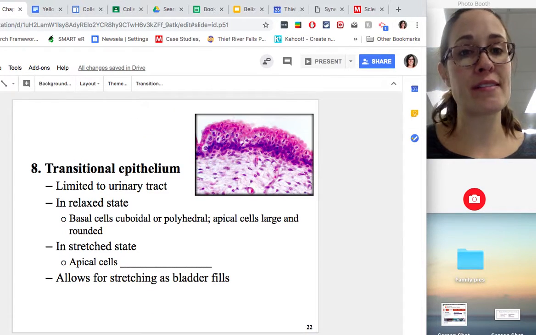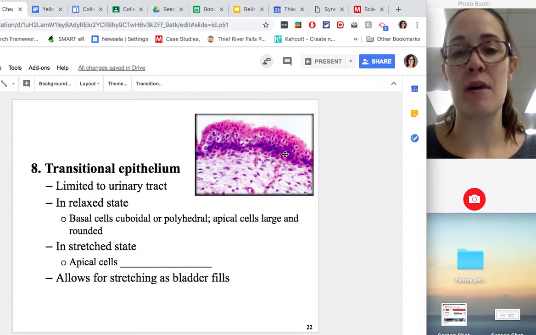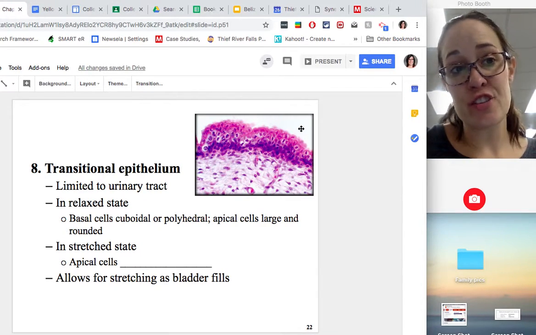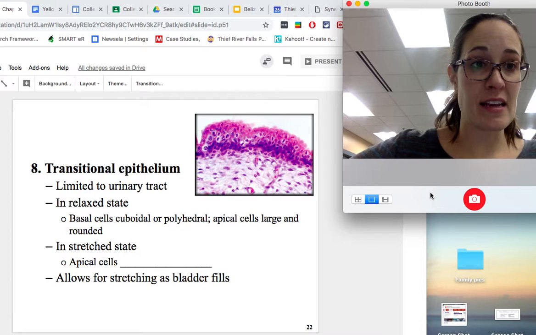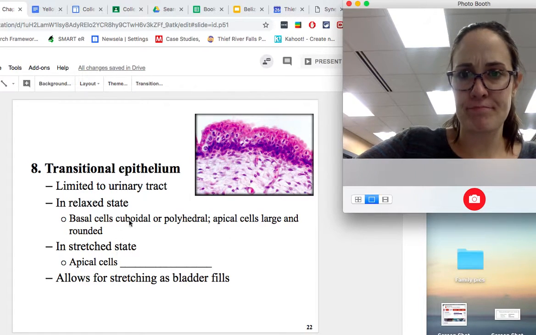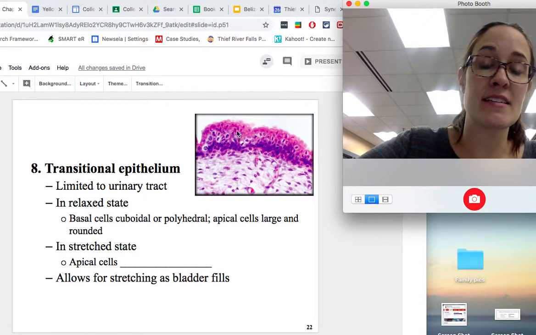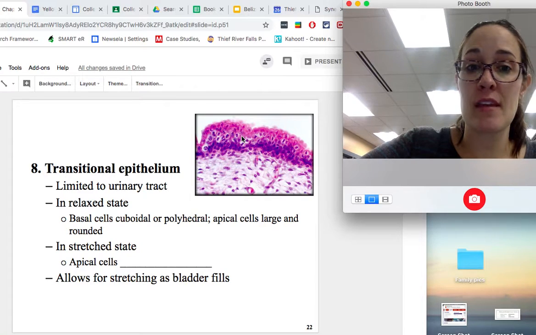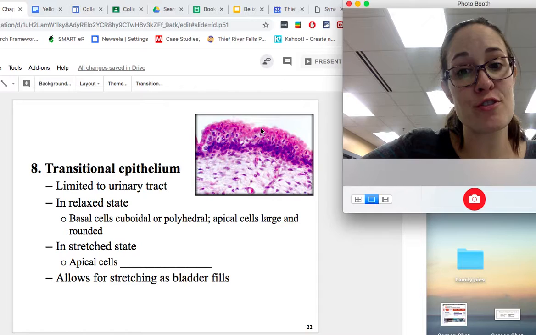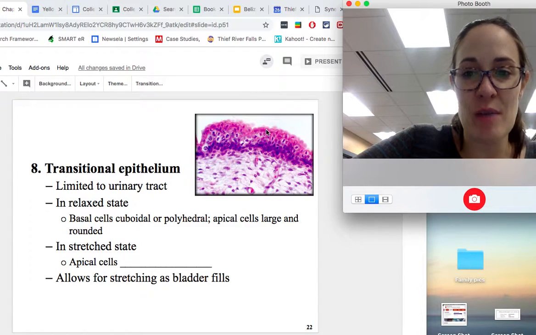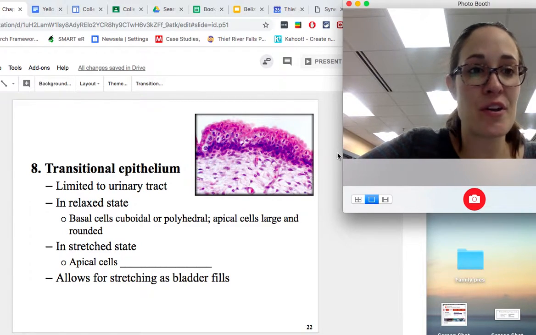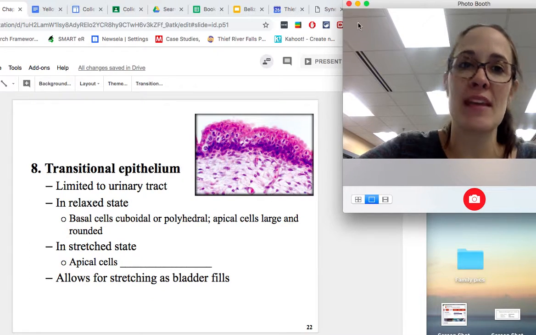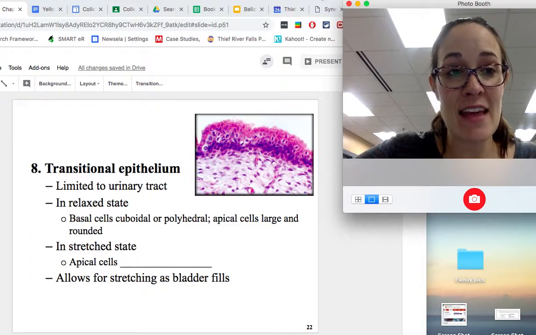Lastly, here is transitional epithelium, which is the dark purple-pink area above. It can change shape depending on the size of the organ. In a relaxed state, the cells are cuboidal. In a stretched state, the apical cells, or top cells, are stretched or flattened, so squamous. An example where you can find transitional epithelium is the bladder, and that is the end of the specific types of epithelium.